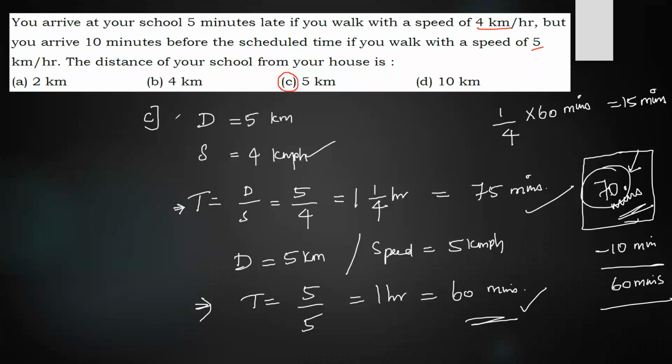Is it clear? I'm moving from the option part. I'm taking 5, dividing by the first speed, you're getting some answer, right? It said 5 minutes late, so subtract that 5. This is the correct time.